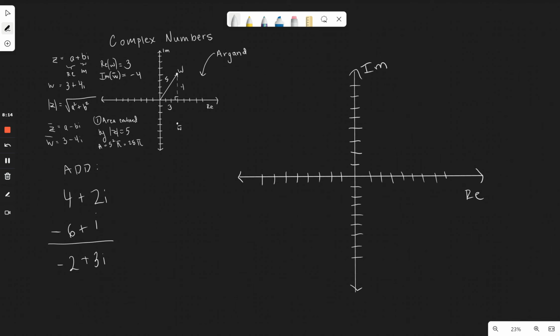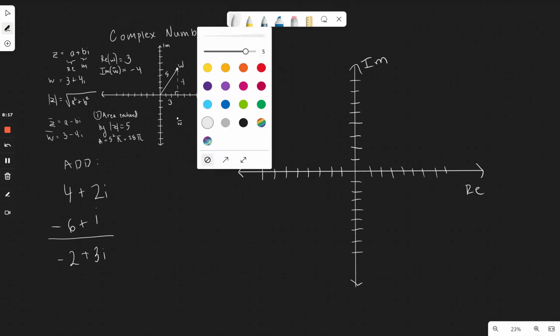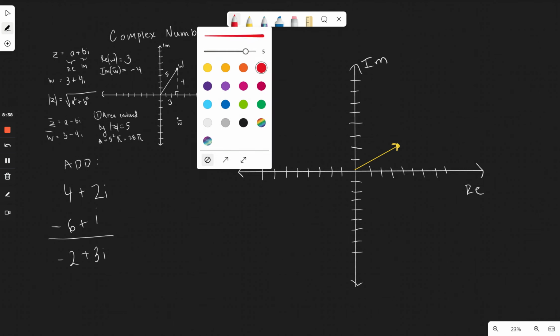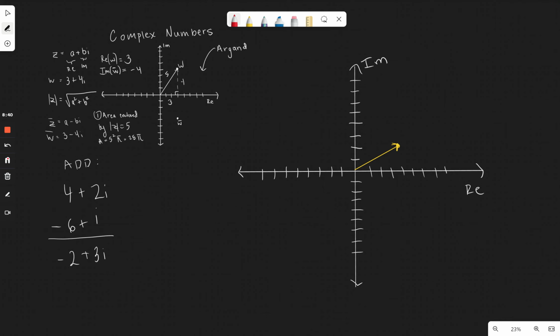So let's say we have our vector. Let me do this in 2 colors. We have 4 plus 2i, that's right here. Sorry, not a vector, a complex number. But we can represent it as a position vector, which is a vector that just indicates a point's position. And then we have the number -6 plus i, which is here.